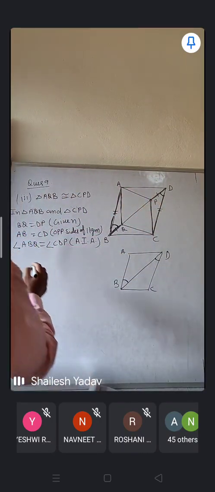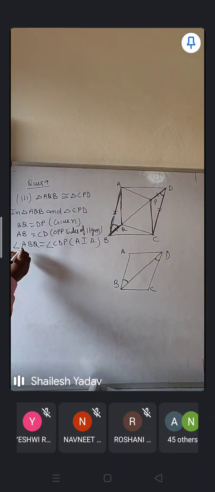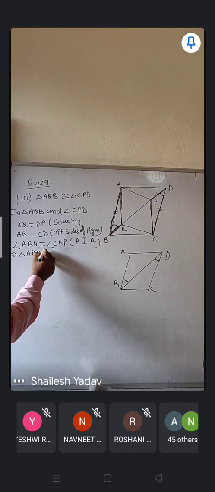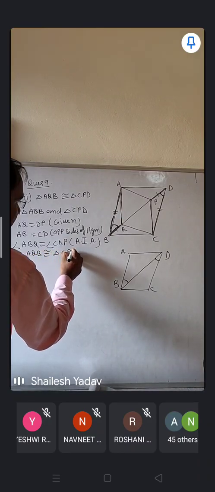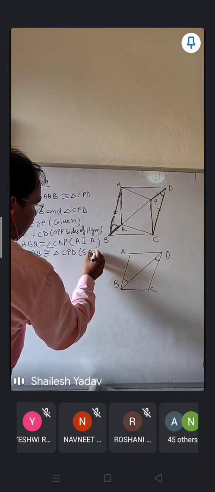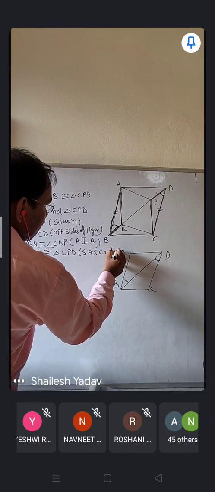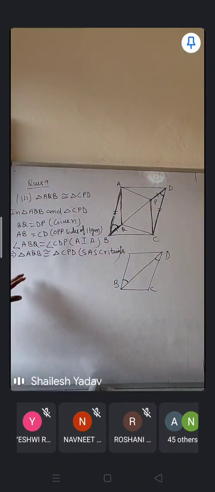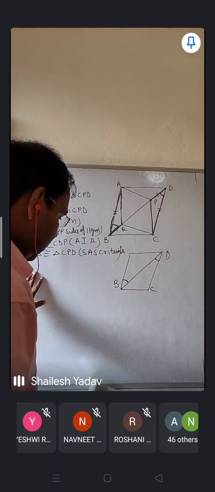So by SAS criteria, both the triangles will be congruent. So it shows that triangle AQB is congruent to triangle CPD by SAS criteria. So by SAS criteria, both the triangles are congruent. So that is the third part.